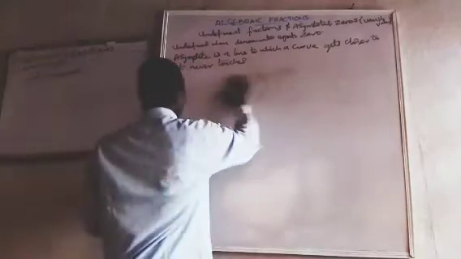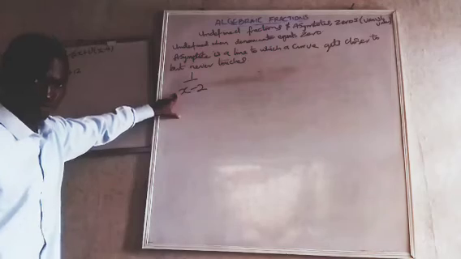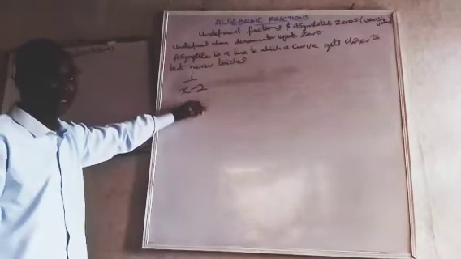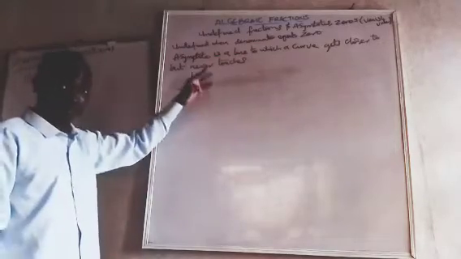Let's look at an expression like this: 1 over X minus 2. You know, when X equals 2, this expression here will be undefined, because 2 minus 2 will be 0.